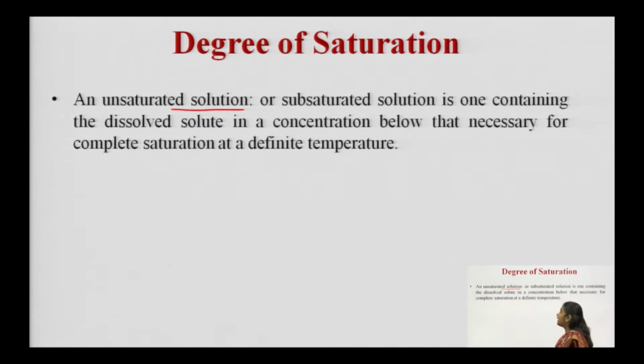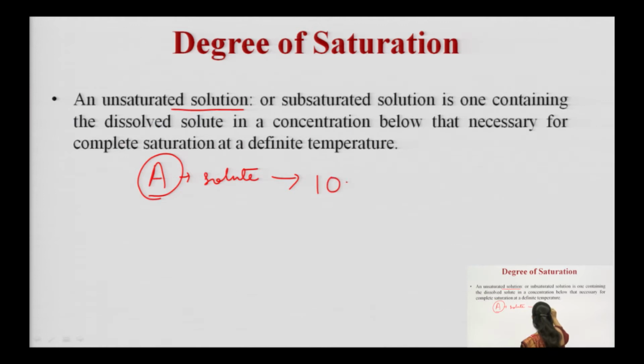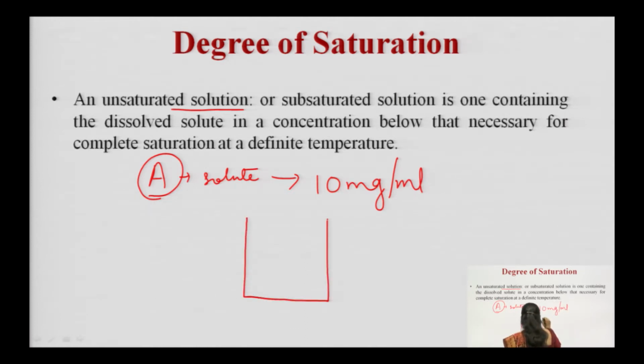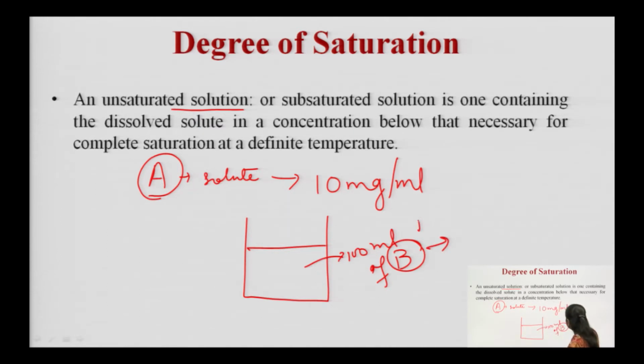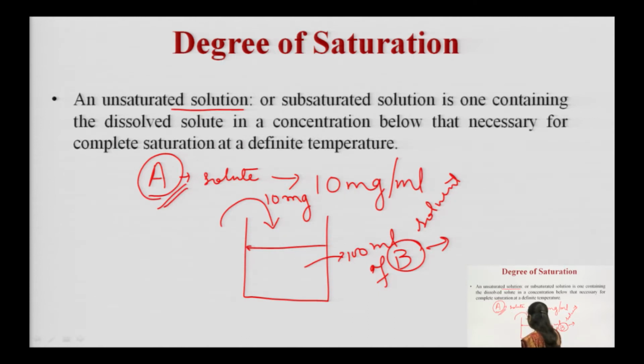We will begin with unsaturated solution. Suppose we are taking A as the solute, and we found that the solubility of A is 10 mg per ml. Now, if I take a container containing 100 ml of solvent B, and add 10 mg of A and stir it, it forms a homogeneous molecular dispersion.